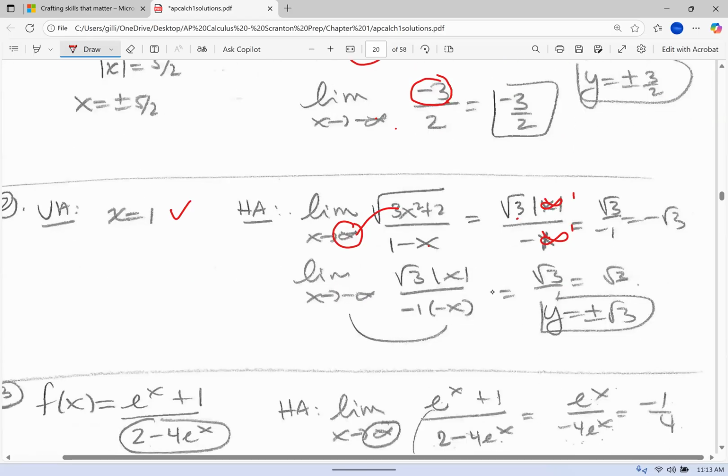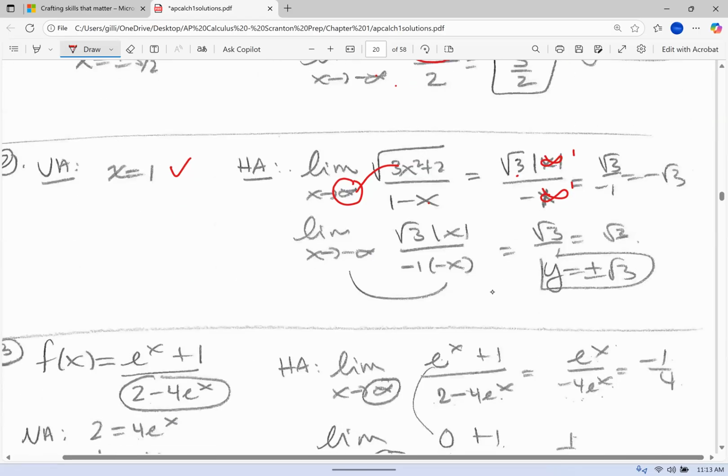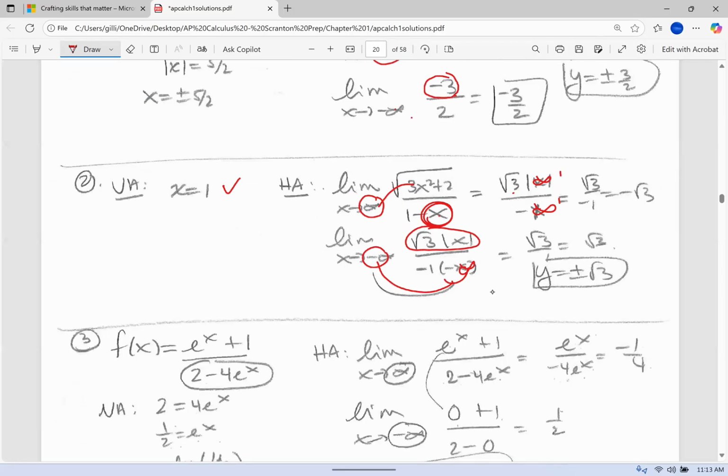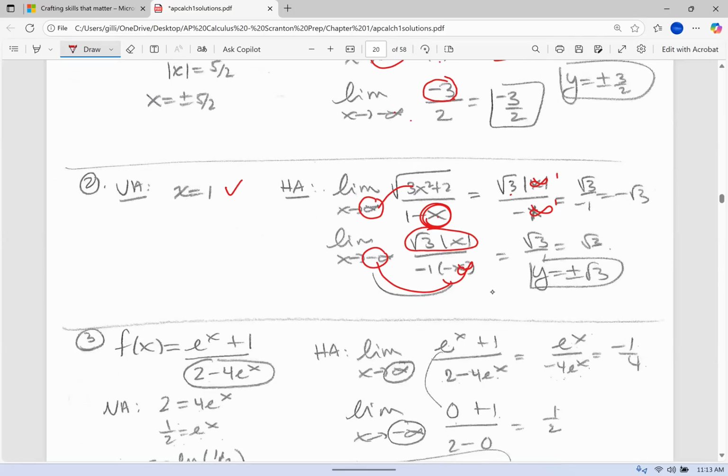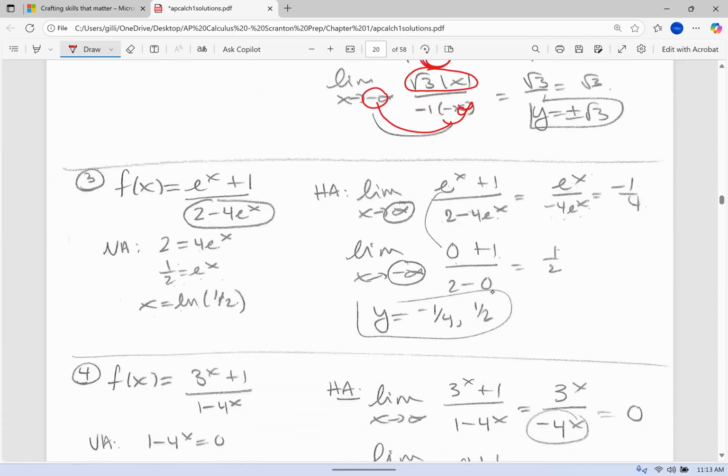In the negative infinity direction, you've got to be careful. The top will once again stay positive, but your denominator down here, when x goes off to negative infinity, that negative times that negative will become a positive, and I will now get as an answer root 3. So there, my asymptotes are y equals plus or minus root 3.